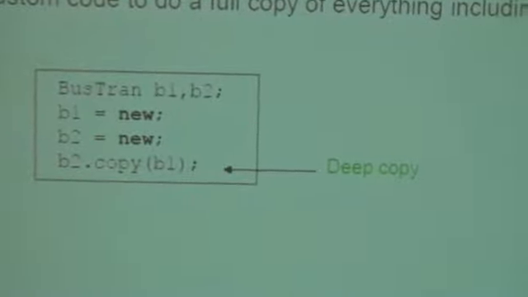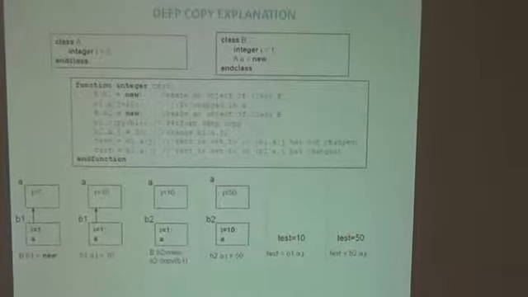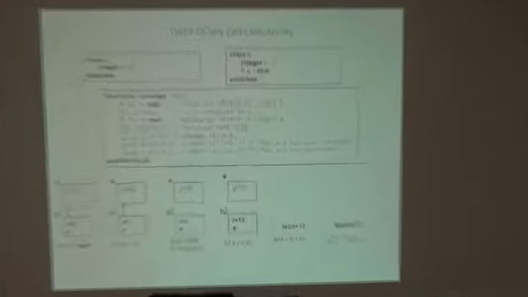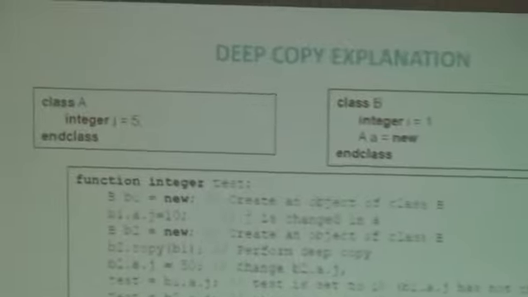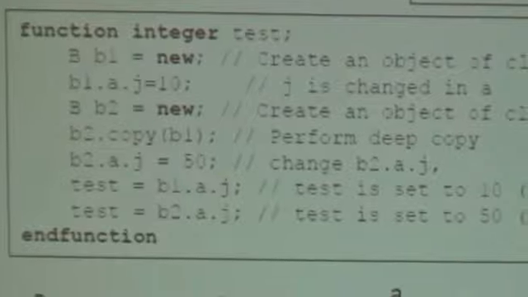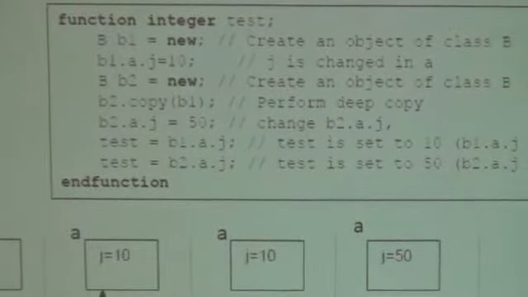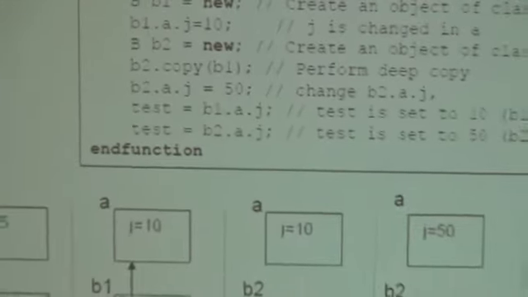Now we will explain with an example. This is the deep copy explanation. If you look at this a little bit closer, we can find that it consists of class A, class B, and function integer, as seen in the before example, but it also has the statement b2.copy of b1, which is the syntax of deep copy, and it also consists of some pictorial representation.